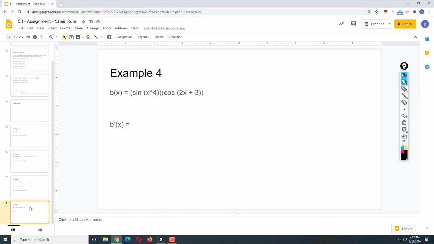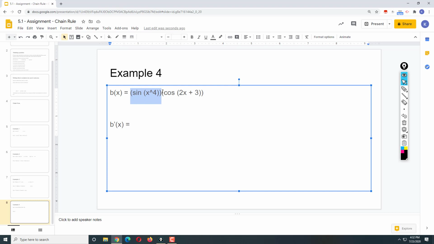One final example. b of x is, we are using the product rule this time. There are two terms. The first term is sine of x to the fourth power times the second term cosine of 2x plus 3. Again, product rule. The first term times the derivative of the second term plus the second term times the derivative of the first term. So first term is sine of x to the fourth power. And then the derivative of the second term, well, derivative of cosine u is negative sine u. So it's negative sine of 2x plus 3 times the derivative of the inside. That's the derivative of 2x plus 3 is just 2. Okay. So that's the first term. Plus the second term, cosine of 2x plus 3 times the derivative of the first term. The derivative of sine of u is cosine of u. So it's cosine of x to the fourth power times the derivative of x to the fourth power, which is 4x to the third power.